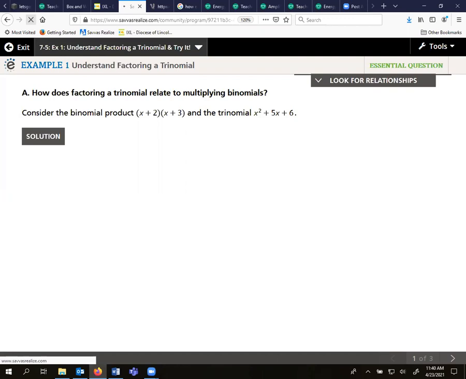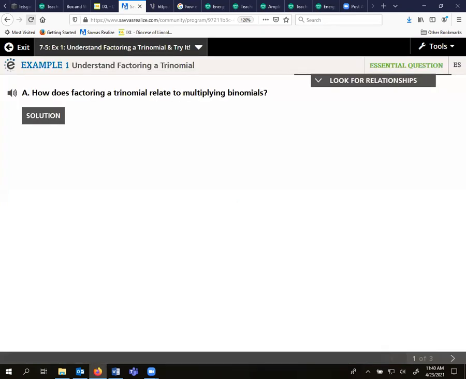Okay, anyway, how does factoring a trinomial relate to multiplying binomials? Okay, so we're going to look and see how you can go from two things in parentheses that you multiplied together, like we did last week, to a longer trinomial, and then we're going to go from that trinomial and break it back down into two little pieces.